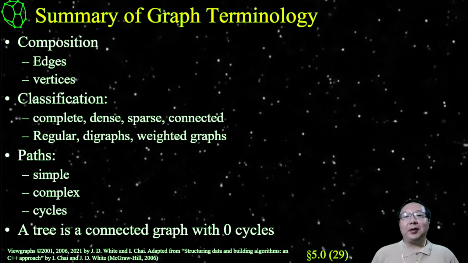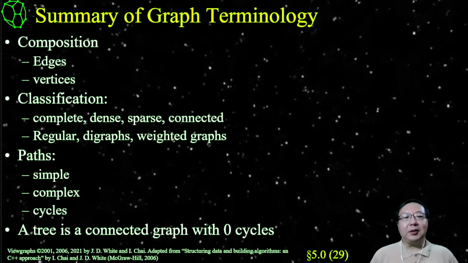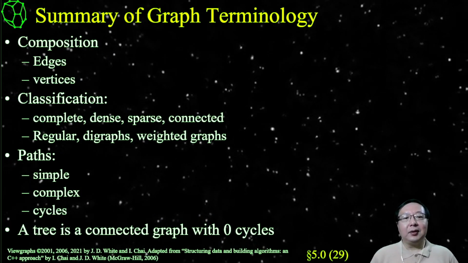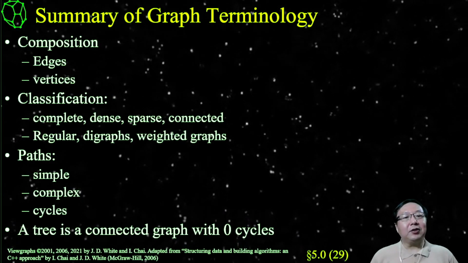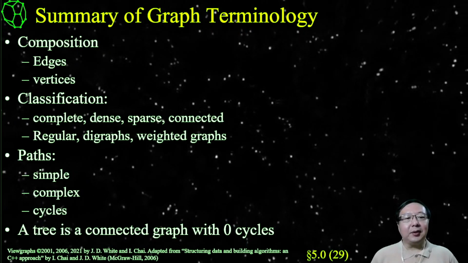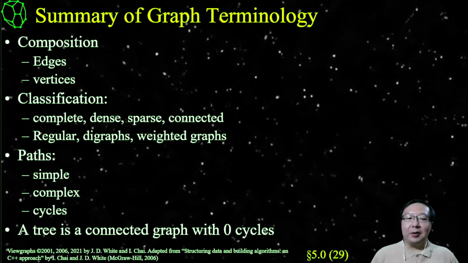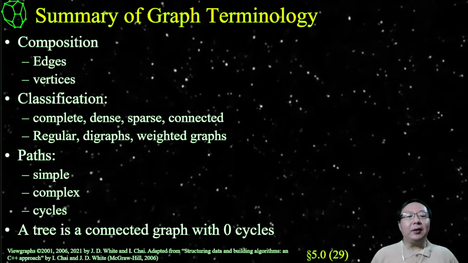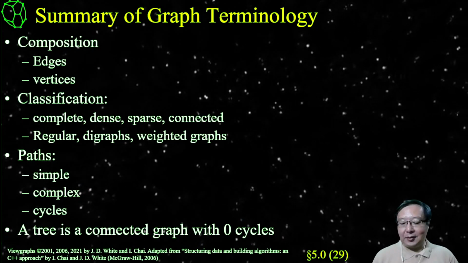So, summary of graph terminology. We have composition, which is edges and vertices. Classification, which talks about complete graphs, dense graphs, sparse graphs, connected graphs, regular graphs, digraphs, weighted graphs. And paths, simple paths, complex paths, and cycles. And note that a tree is a connected graph with 0 cycles.